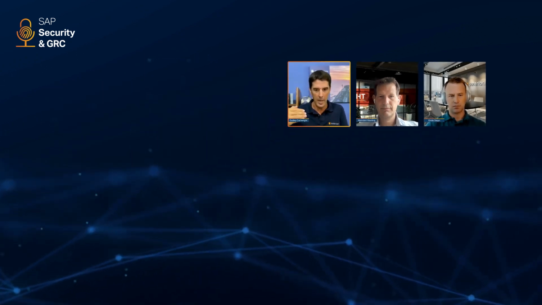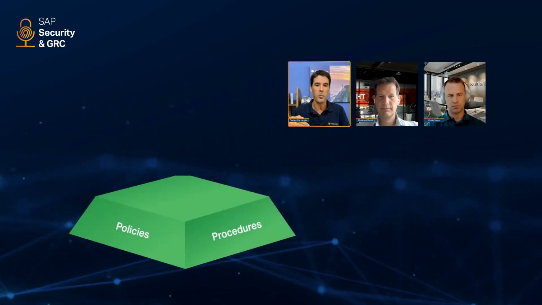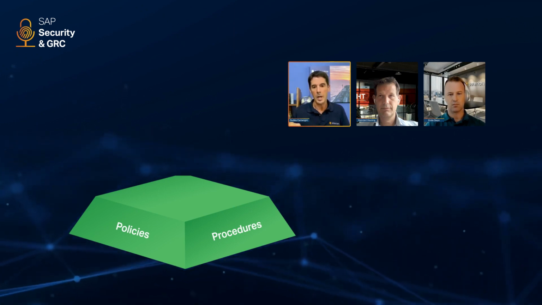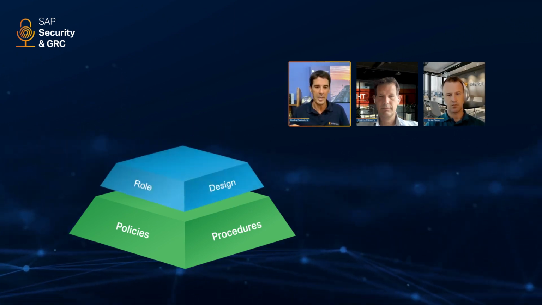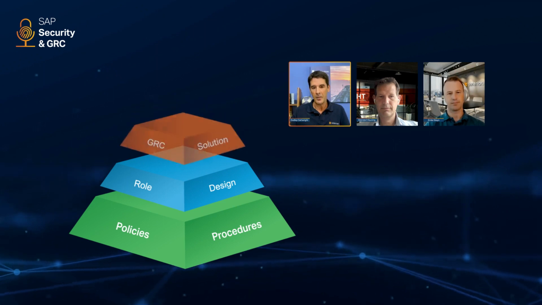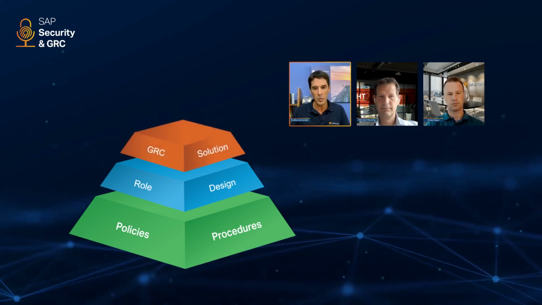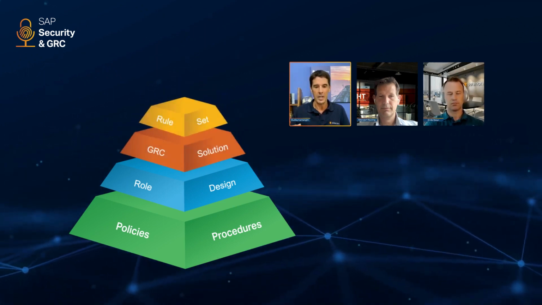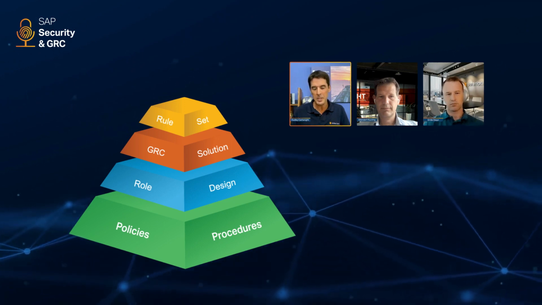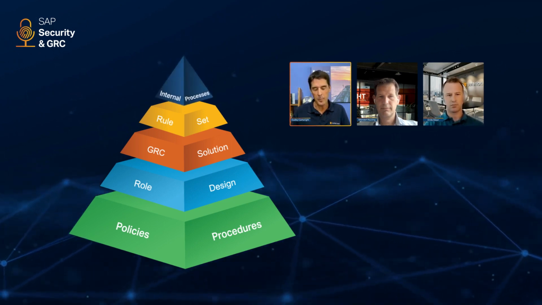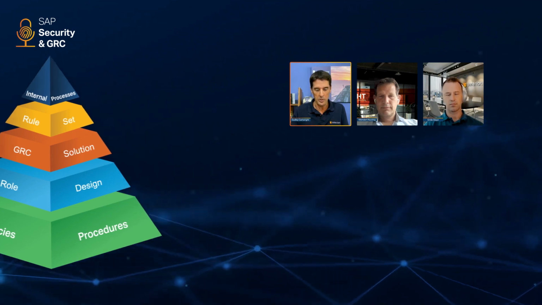So for those listening to this podcast, you won't see the visuals of this, but at the base of the Effective GRC Pyramid, we've got policies and procedures. The level above that will be the SAP role design. The level above that will be the access control or GRC solution. The level above that will be your rule set. And at the top of the pyramid, we have the internal processes.